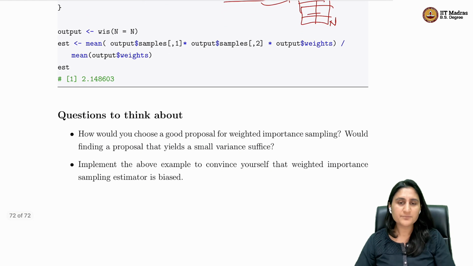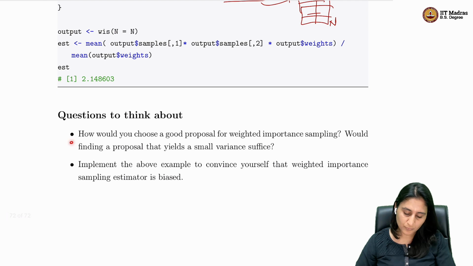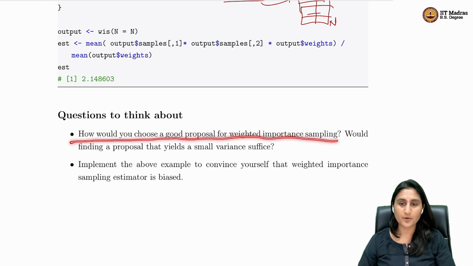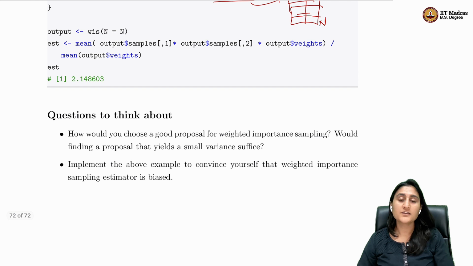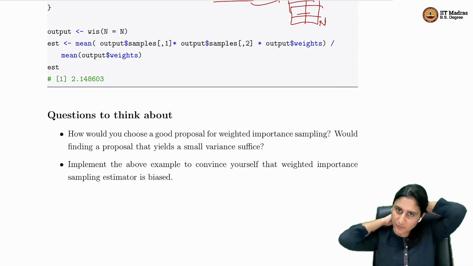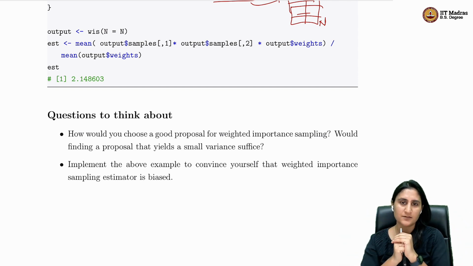Here are some things to think about. How would you choose a good proposal for weighted importance sampling? The issue is that the variance of weighted importance sampling estimators is no longer the same as the variance of the simple importance sampling estimators. So the proposal that was optimal in the simple importance sampling setting may not be optimal anymore, and it's unclear what would be a good proposal in this weighted importance sampling setting.